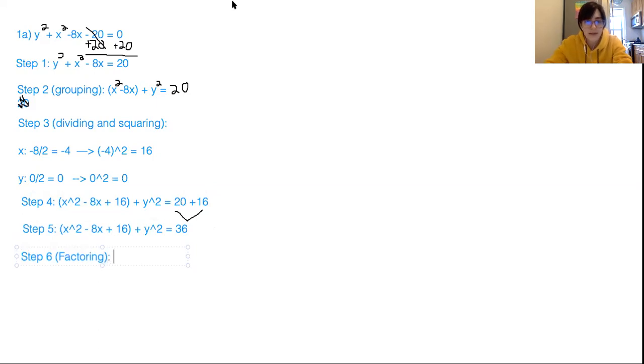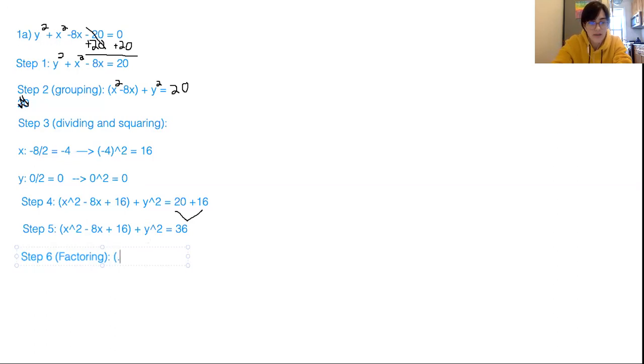And I need to factor my x expression and my y expression. Because I only have y squared, I don't need to factor that out. If I had something in parentheses like this, I would do it both for x and for y. So let's go ahead and do it for x.